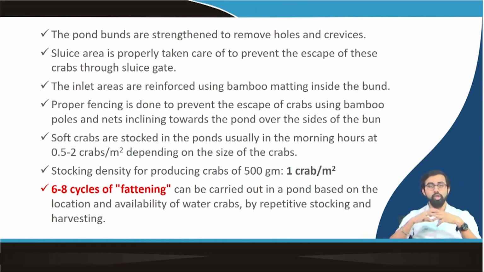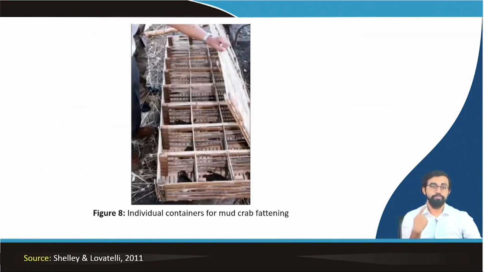The soft crabs are stocked in the pond usually in the morning hours, at 0.5 to 2 crabs per square meter, depending on the size of the crab. The stocking density for producing crabs of around 500 gram is about 1 crab per square meter. As I mentioned, depending on size it can vary from 0.5 to 2 crabs per square meter. In general, 6 to 8 cycles of fattening can be carried out in a pond based on location and availability of water and crabs, by repetitive stocking and harvesting.